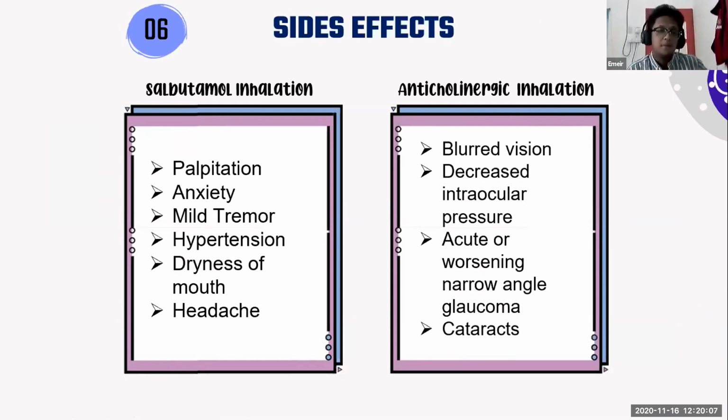It can cause palpitation, anxiety, mild tremor, hypertension, dryness of mouth, and sometimes headache. For anticholinergic inhalation, it can cause blurred vision, decreased intraocular pressure, acute or worsening narrow angle glaucoma, and cataracts. The side effects usually occur at the eyes. So for the patient who needs anticholinergic, we suggest using a mouthpiece instead of a mask, because by using a mask, there will be leakage of nebulae mist that can affect the eyes.